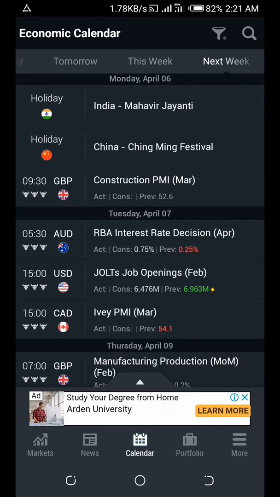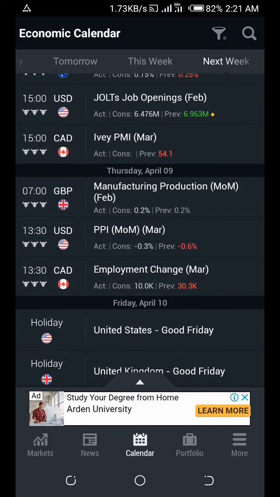So these are the things you need to do. After jotting your events down, you note the time that we are having the event. That's the first step. Another thing is you should make sure you are checking this calendar, because during the fundamental events you don't have to trade technical. It will affect your technical trading.